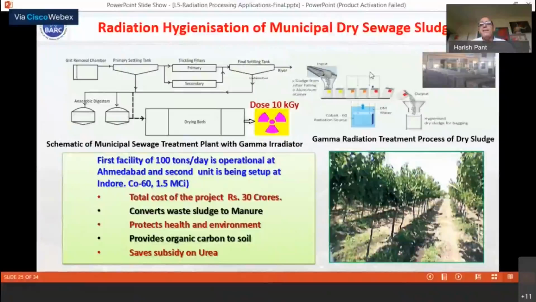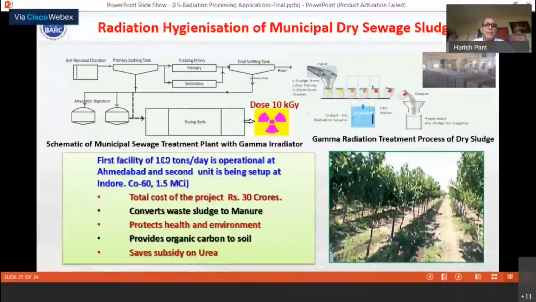After it is irradiated, it is hygienized, it becomes pathogen free, and then this treated sludge can be used as a fertilizer. You can see here the plants which are grown using this fertilizer.